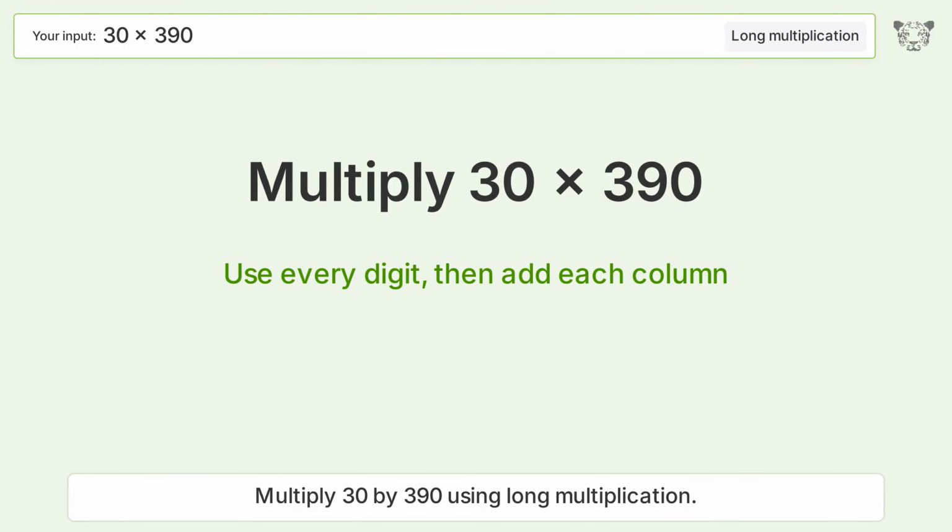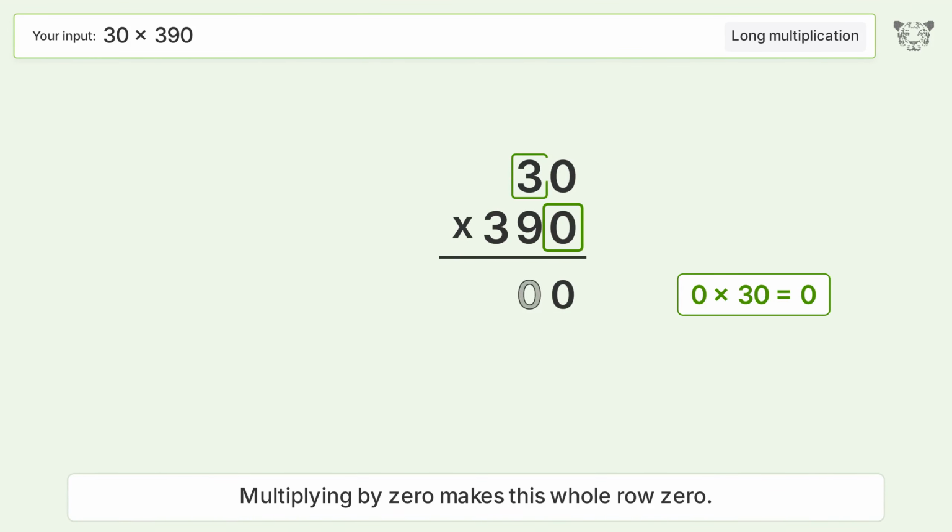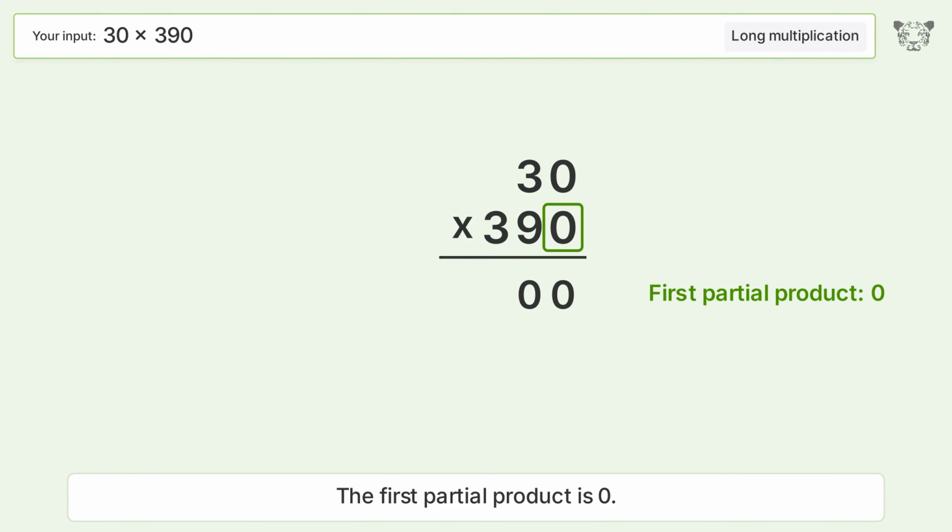Multiply 30 by 390 using long multiplication. Start with the ones digit, 0. Multiplying by 0 makes this whole row 0. The first partial product is 0.